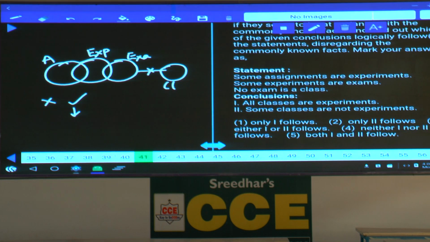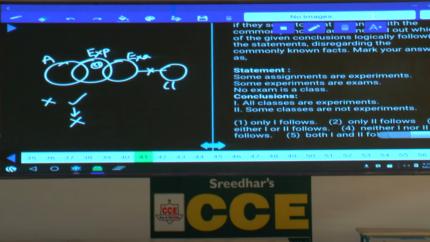Now we need to prove all classes are experiments. Now tell me where can we write this one? All classes are experiments, these are classes which are experiments. Tell me whether we can draw like that or not. Yes, all classes are experiments is true. Some classes are not experiments will be false. In the alternate diagram, the previous conclusion will be false.